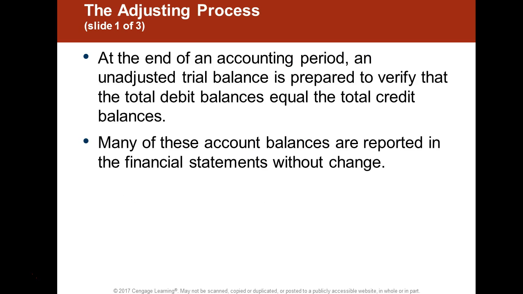Adjusting process. And again, we've recorded transactions, and we have posted those transactions to the various accounts using a T account in this case. Then we took all of those postings and we transferred them to our trial balance. And again, this is a listing of accounts and their balances in debit credit format, making certain that the debits equal the credits. So now we have to adjust.